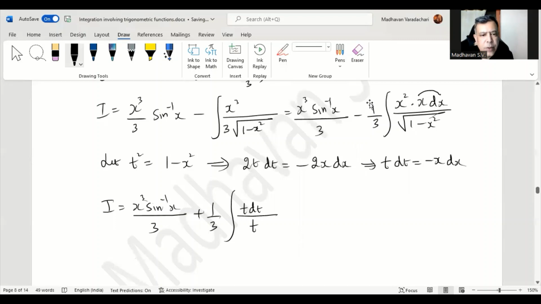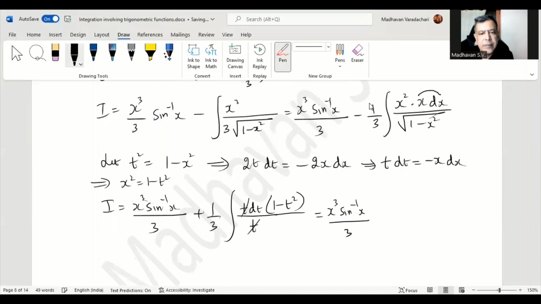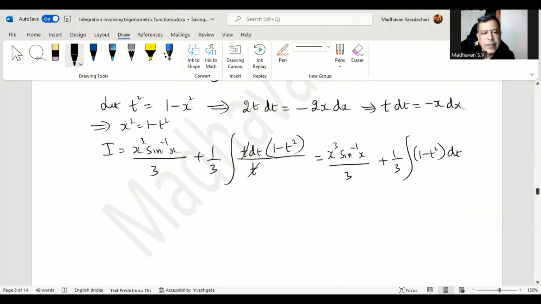And what about x square? We may notice here t square is 1 minus x square, which means x square will be 1 minus t square. So here we will put 1 minus t square. This t and this t get cancelled. So we can rewrite this as x cube sine inverse of x by 3 plus 1 by 3 times integral 1 minus t square dt. Now we can simply integrate this directly.